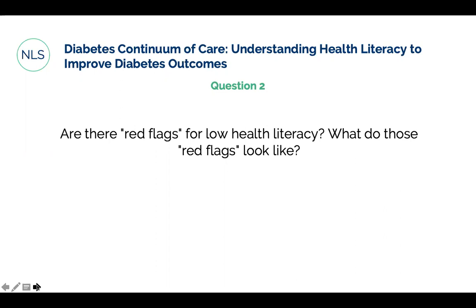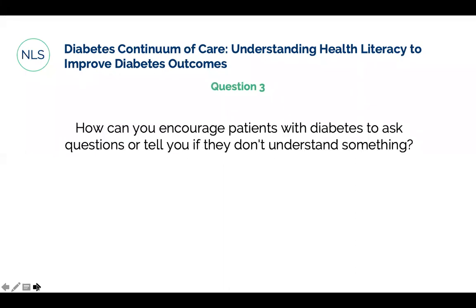Mari, I ask you, how do you encourage these patients to ask questions about their diabetes, particularly if, due to their limited education or not, they have something they don't understand? Right. So the strategy is very simple.